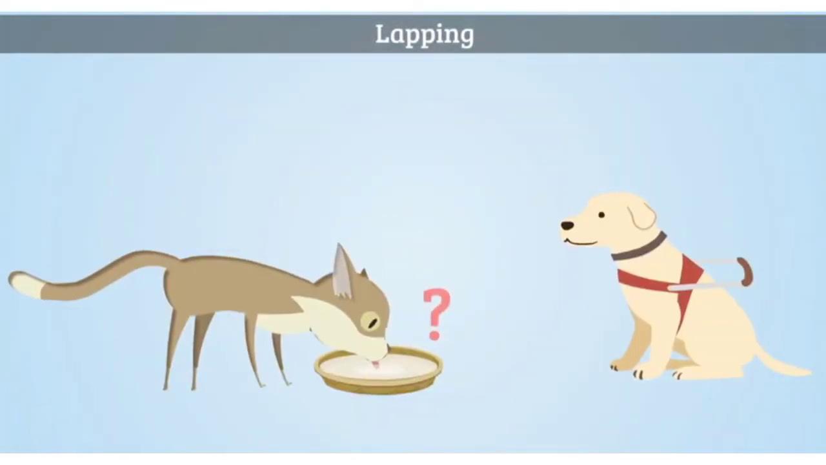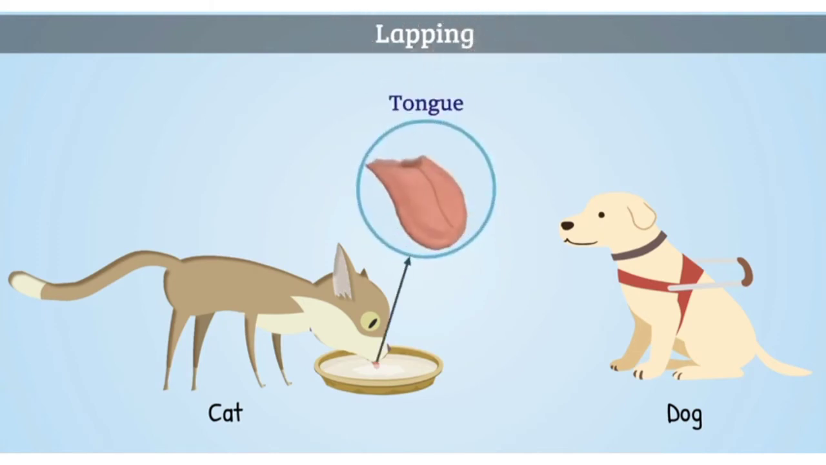Lapping. Have you seen a cat or dog drinking milk? Well, more appropriately, it is called lapping. They use their tongue to do so.